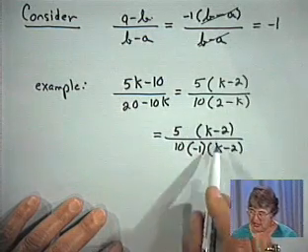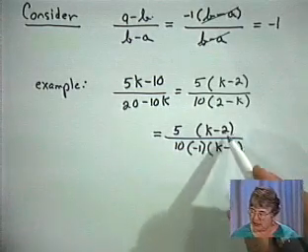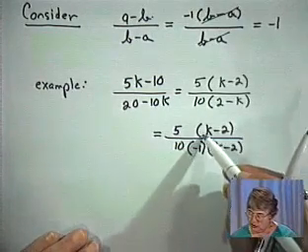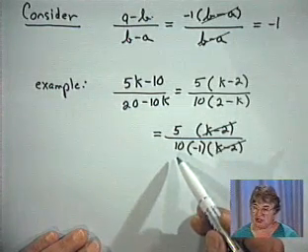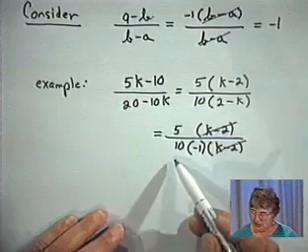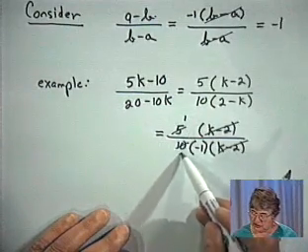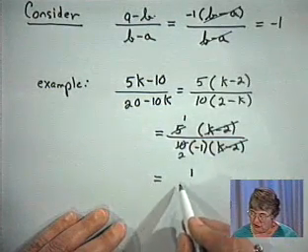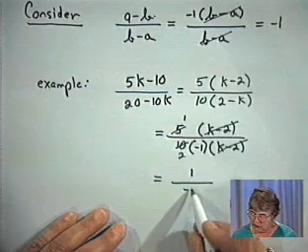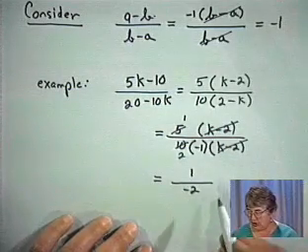We have 5 times the expression k minus 2. But now we've got a common factor, the k minus 2's. We can cancel that common factor. We also have the 5 and the 10, which have a common factor of 5. So we can say 5 goes into 5 1 time, 5 goes into 10 2 times. And what we're left with here is a 1 for the numerator and 2 times negative 1 for the denominator, which gives us a negative 2. So we have a negative 1/2.